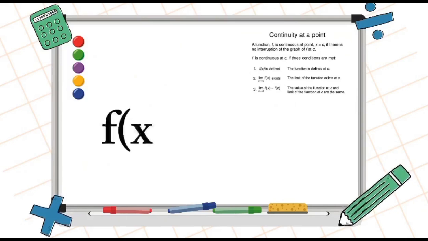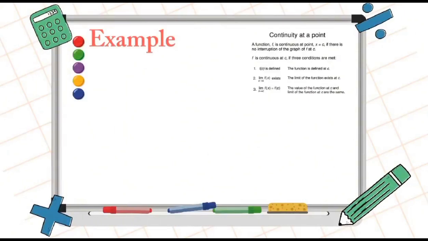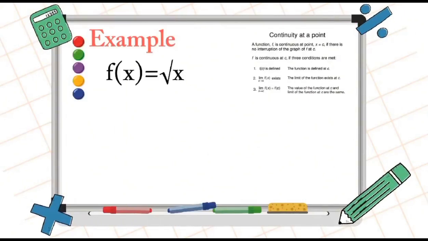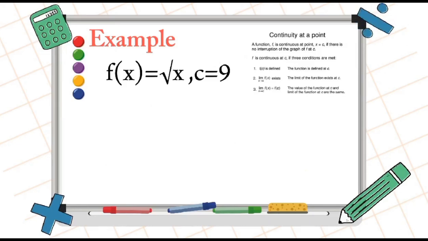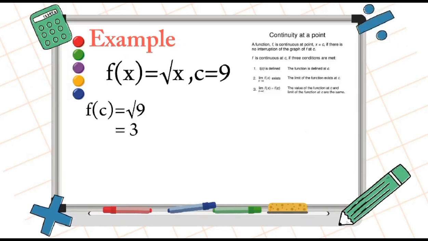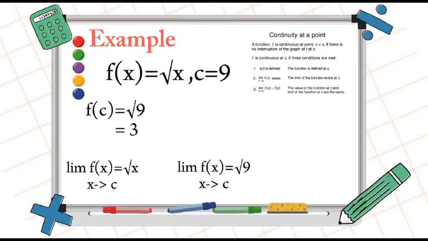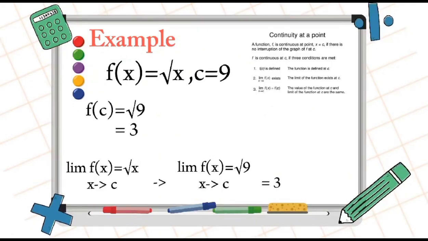This restriction or concept is specific to the given function f of x is equal to the square root of x. So now we have an example. Let us say that f of x is equal to the square root of x and c is equal to 9. To define f of c, let us substitute the value of c. So f of 9 is equal to the square root of 9, which equals 3. For number 2, the limit of f of x equals the square root of x as x approaches 9 will also equal 3.